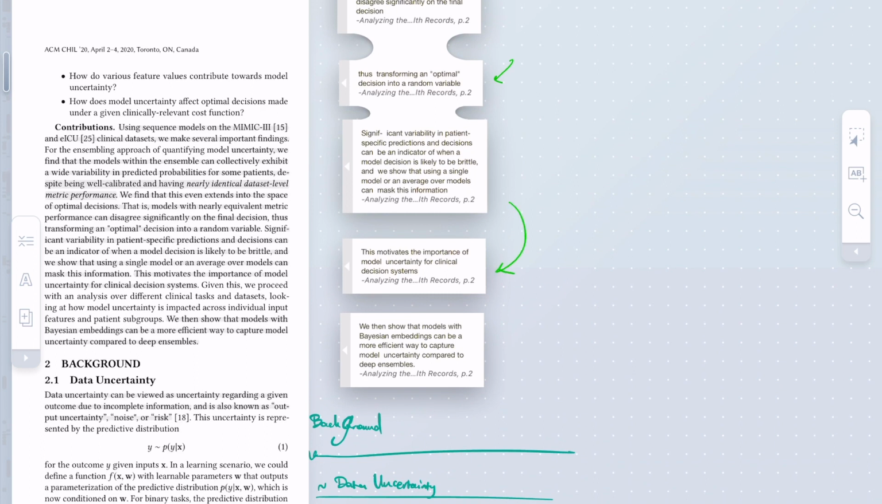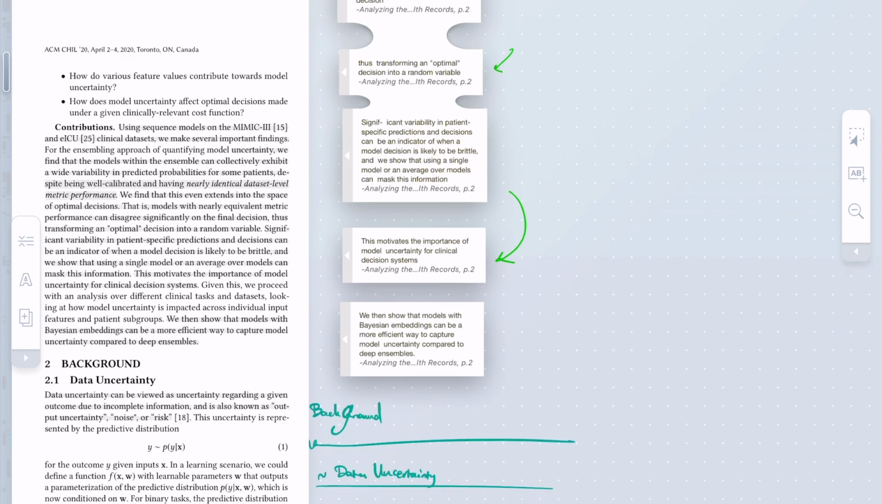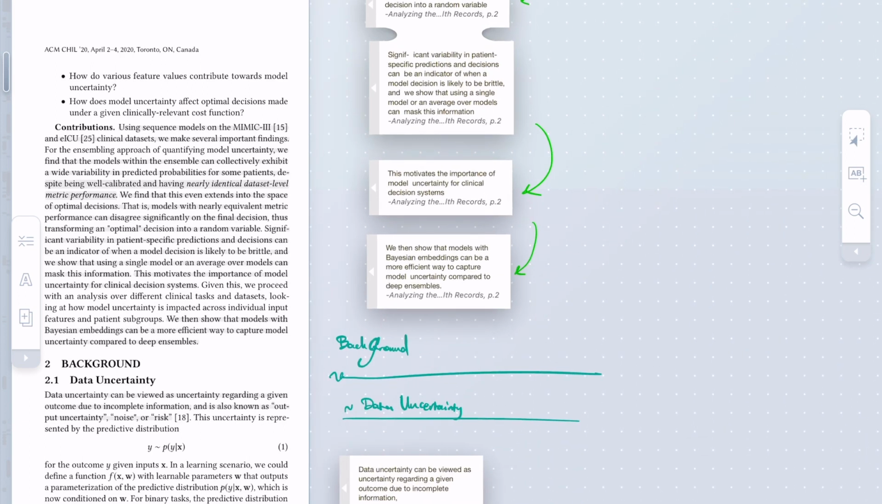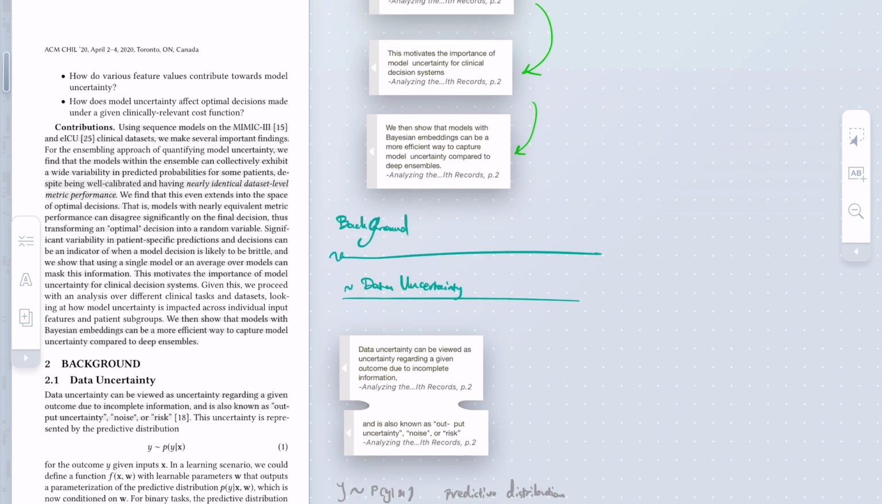And this motivates the use of model uncertainty. They also show that Bayesian embeddings is a more efficient way to do this. That basically stems from the fact that you have probability distributions versus having to train m different models. So let's go over the background a little bit.